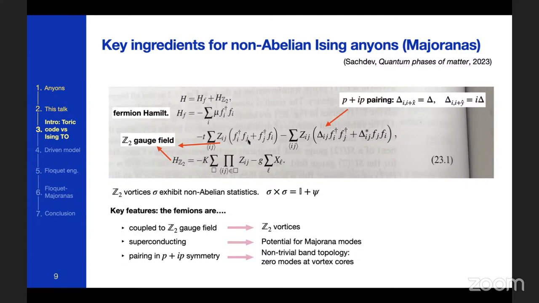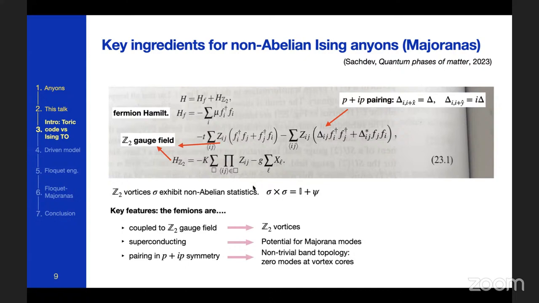The fermions have some chemical potential, they can tunnel in the lattice, and the important ingredient is that they can pair with each other, so they are superconducting, and they pair in a so-called p plus i p wave, which for us just means that the pairing along the x direction is real and the pairing along the y direction is purely imaginary. And of course, there's the coupling of the fermions with the Z2 field, which means that we can have vortices in the system.